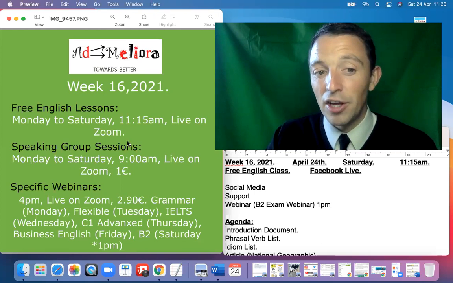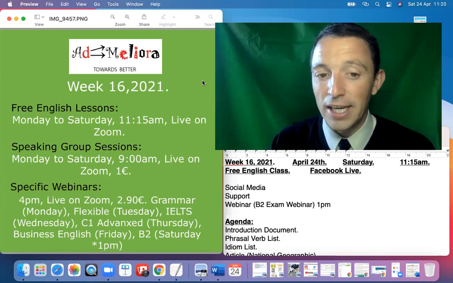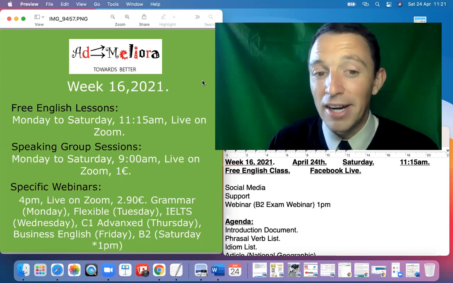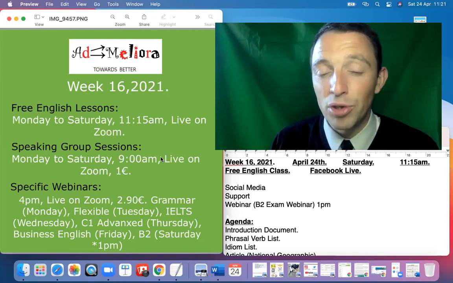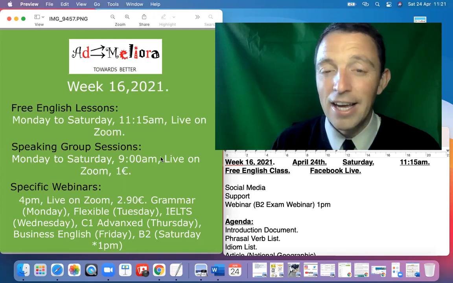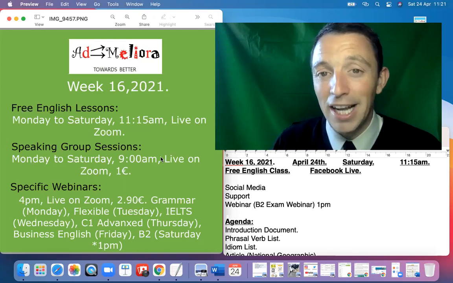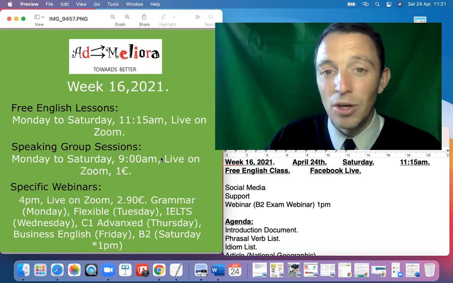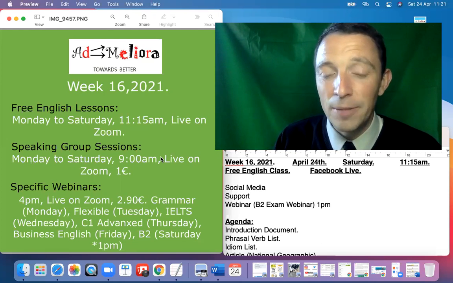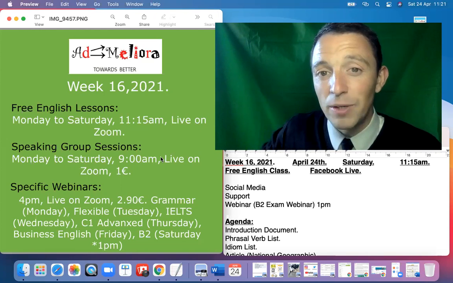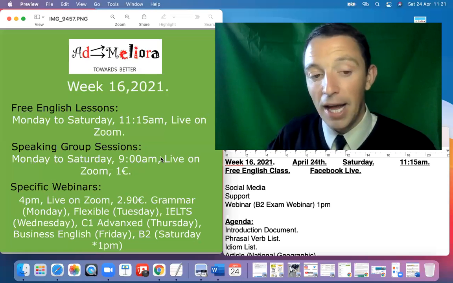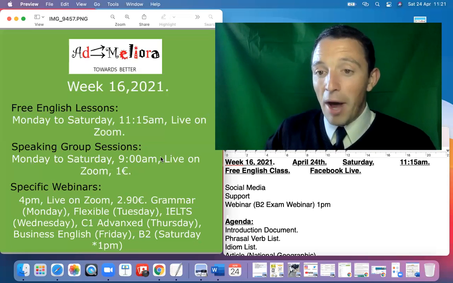So on the left, you can see the schedule for last week, and probably next week will be very similar. In the morning at 9 o'clock, we have a speaking session to improve and practice conversation. This is available at 9 o'clock Irish time, which is the same time in London. Also at 11:15, we continue with the free classes. That is the plan. And every day there are webinars as well.